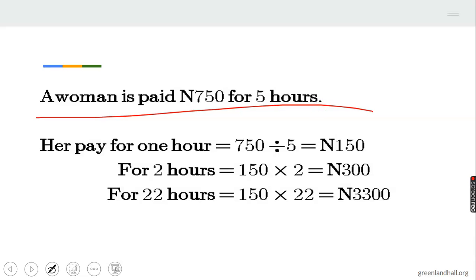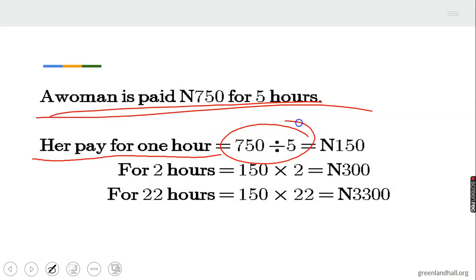Now, this is an example of direct proportion. A woman is paid 750 for 5 hours. Her pay for 1 hour: you can see here, when it has to do with direct proportion, you divide first, then you multiply. It's just the opposite of the one we first did. Her pay for 1 hour is 150 naira. For 2 hours is 300, and for 22 hours is 3,300. You can see the more the time, the more the pay.